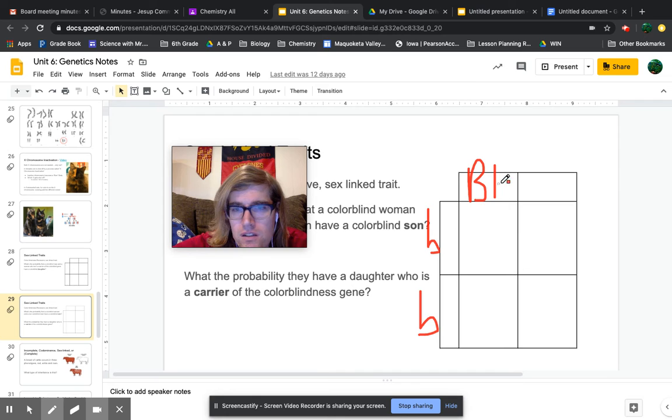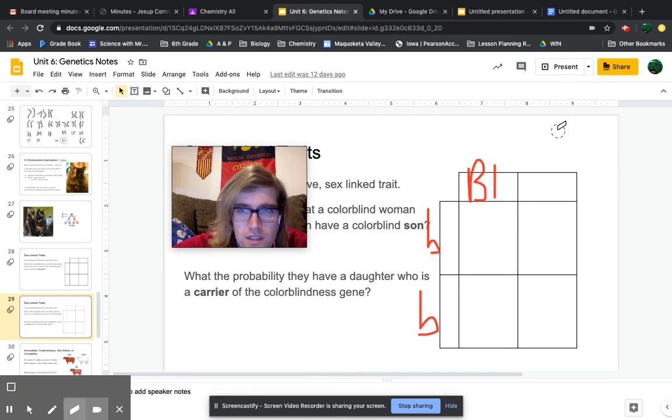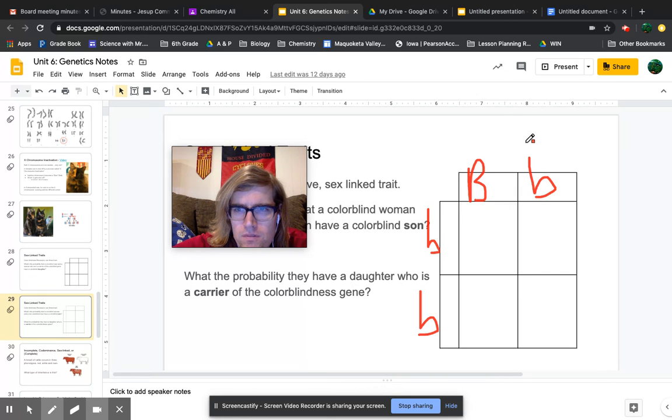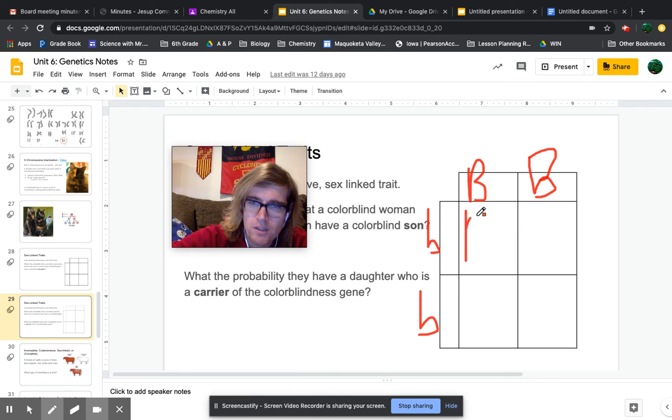Dad is not colorblind, but we don't know dad's genotype. He's not colorblind, so we'll say he's homozygous dominant because he doesn't have it. All right, so then we fill our Punnett square out.